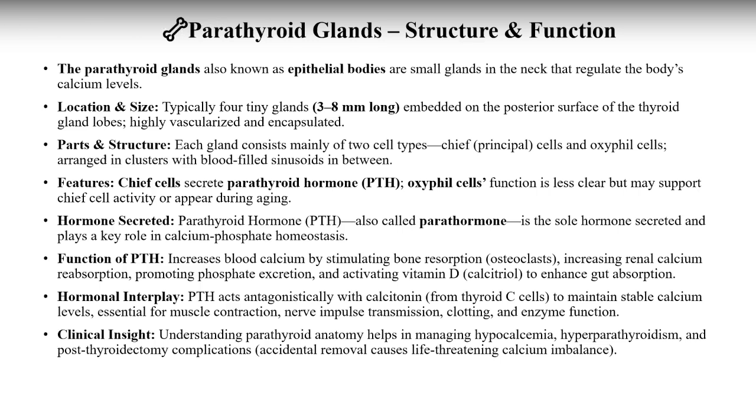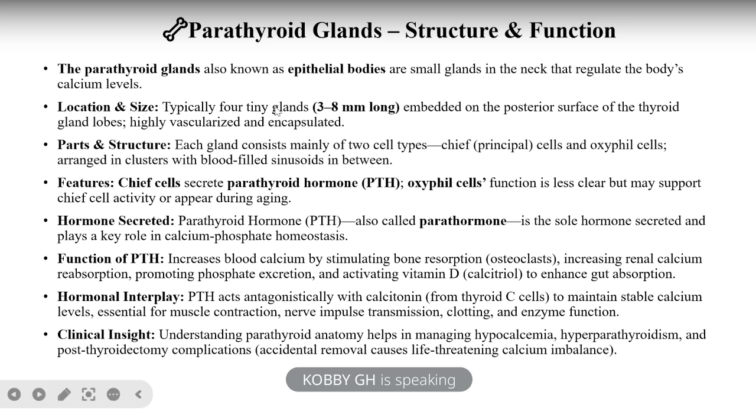In fact, these are small glands in the neck region that regulate your blood calcium levels. So the parathyroid glands regulate your blood calcium levels. Now, typically, there are 4 tiny glands. This is how they look.